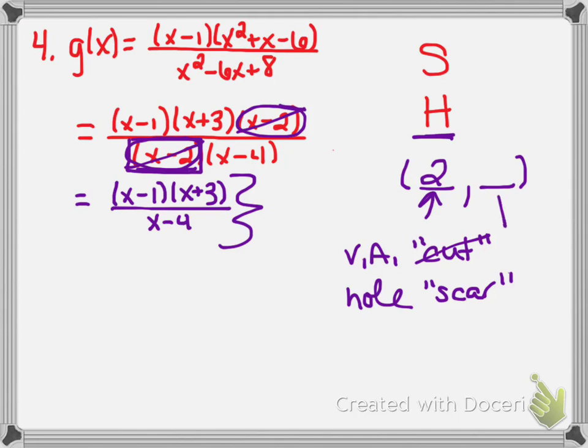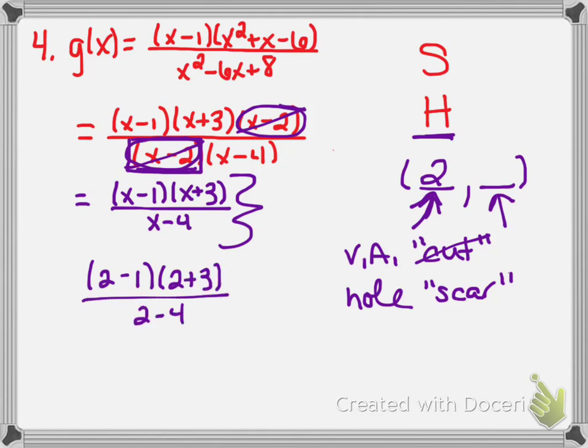So we know where the x value for that scar is. In order to find the y value for that scar, we take our x value and we plug it into our now simplified equation. And so I'm going to go ahead and plug in the 2. And so, of course, 2 minus 1 is just 1. 2 plus 3 is 5. And 2 minus 4 is negative 2. And so our hole occurs at negative 2.5. Okay? So we've got our simplified equation. That's the one we're going to use for all of our SHRATEY steps. And now we know where we're going to put a hole on our graph.